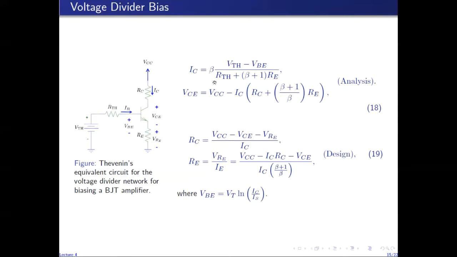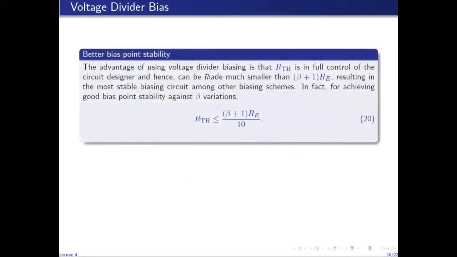So that is why appropriately selecting this Thevenin resistance reduces the dependence of the output collector current on beta, and hence renders the output bias point stable against beta variations.